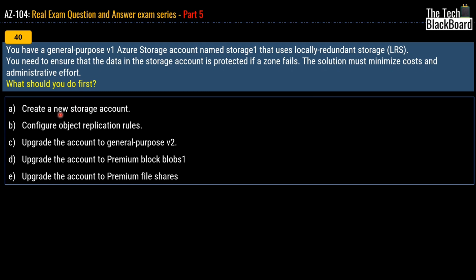So your options are: create a new storage account, configure object replication rules, upgrade the account to general purpose V2, upgrade the account to premium block blobs, or upgrade the account to premium file shares. So what is the correct answer?